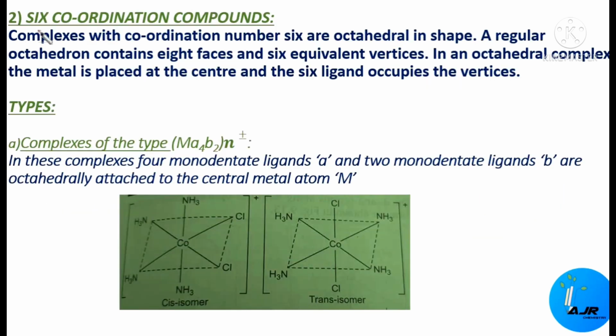Understood, students? Next come the coordination compounds with coordination number 6. The complexes with coordination number 6 are octahedral in shape. Normally a regular octahedron contains 8 faces. It will be having 8 faces and 6 equivalent vertices. Understood? So in an octahedral complex, the metal is placed at the center.